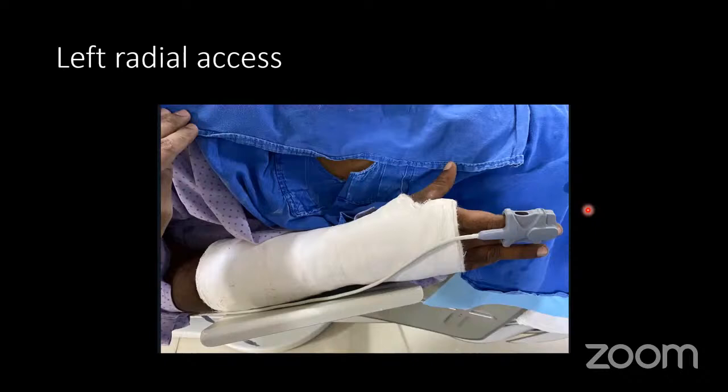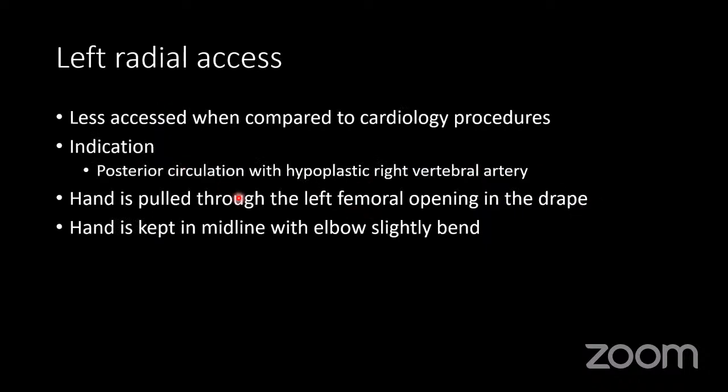And sometimes we have to go for left radial access in specific indications, and sometimes when the right upper limb cannot be used. Left radial access is less used when compared to cardiology procedures, and the main indication is posterior circulation with a hypoplastic right vertebral artery, so that we are planning to cannulate the left vertebral artery specifically, so that it is easy to approach from the left radial side.